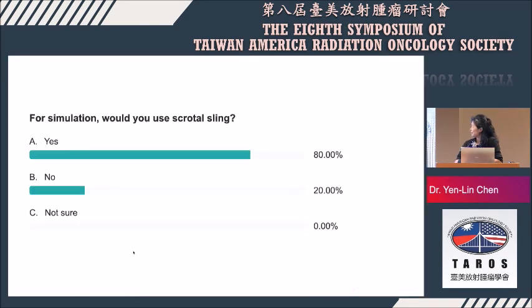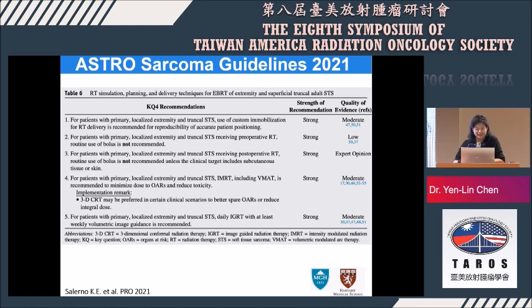All right, so if we can switch back to the slides. Oh, sorry, so the vast majority would use the scrotal sling to protect the scrotum, the testes. Okay, great, thank you. All right, so we'll go over what the guideline says. Immobilization is strongly recommended for reproducibility of accurate positioning for truncal and extremity sarcoma, where variability in positioning for both upper and lower extremity is much higher than you would see for most of the rest of the body, trunk or head and neck, or CNS.